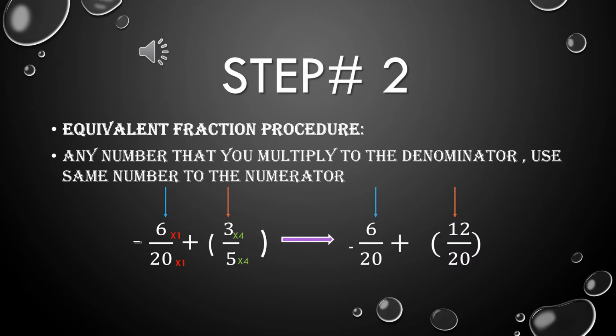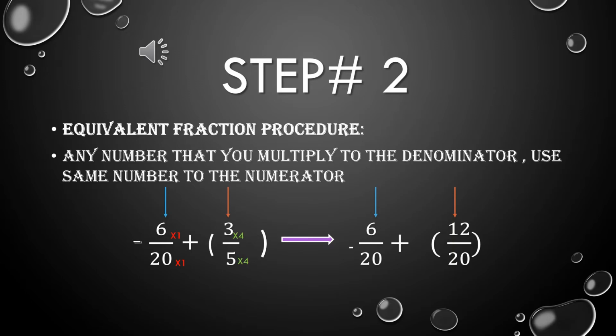After you identify your LCD and place them as your bottom numbers, you can see that your new denominators are the same. Well, you apply the equivalent fraction procedure. What does it mean? Any number that you multiply to the denominator, you use the same number to the numerator. The arrows indicate the first fraction and the second fraction. Okay, 20 times what gives me 20 times 1. So whatever I multiply on the denominator, I need to multiply it to the numerator too.